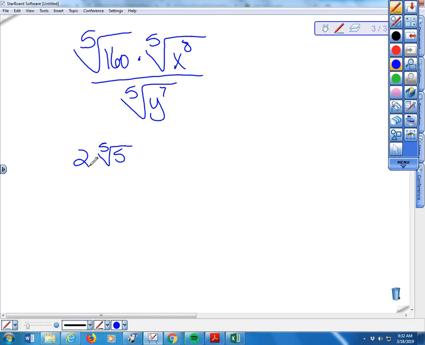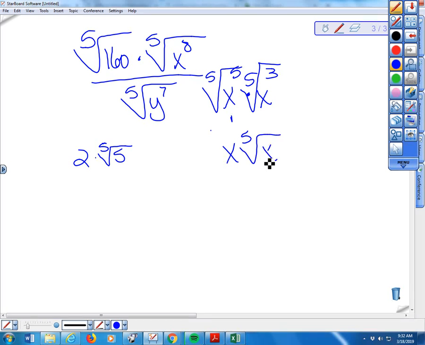Now, let's move over to the fifth root of x to the 8th. Well, I could rewrite x to the 8th as x to the 5th times x cubed, right? If I take the fifth root of this and the fifth root of this, the fifth root of x to the 5th is x. And then I multiply it times the fifth root of x cubed. So now I've got x times the fifth root of x cubed.